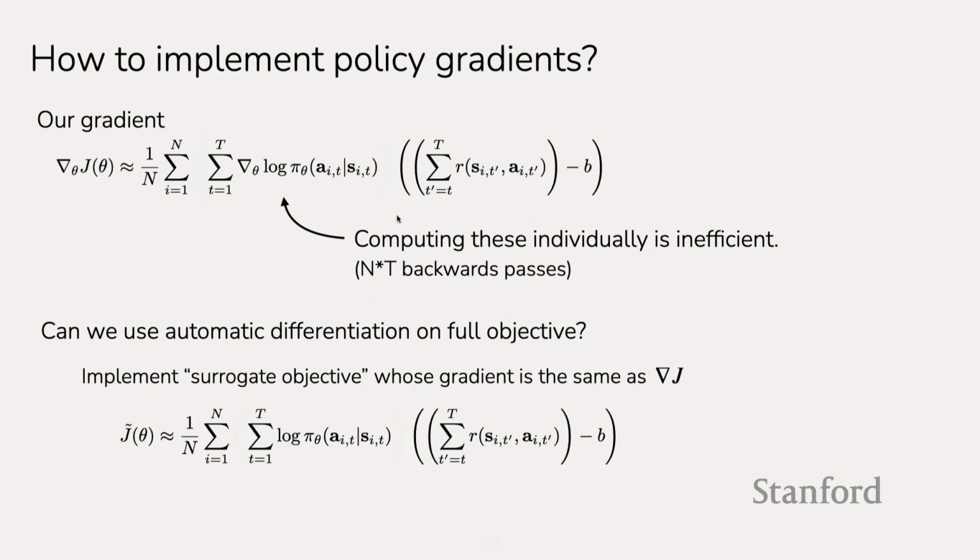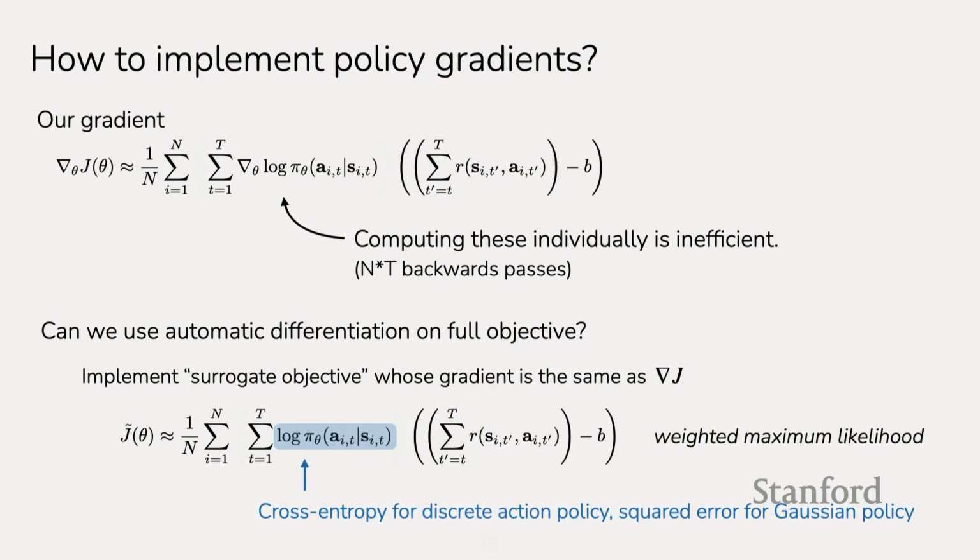Note that I do have a typo on these equations where this second sum should be inside the first sum. That's maybe a small note. I'll see if I can fix that. Yeah, you can implement a surrogate objective and then use backprop and autodiff software to just do one backward pass.